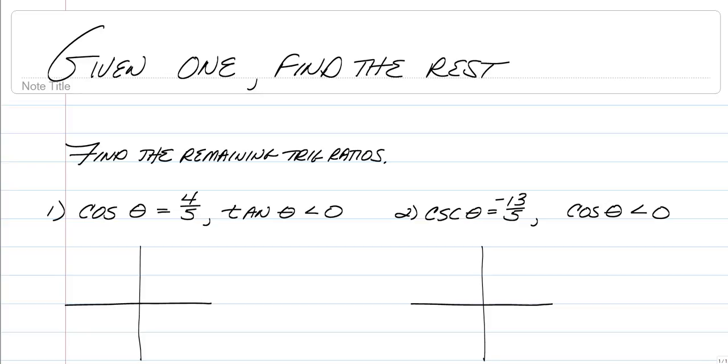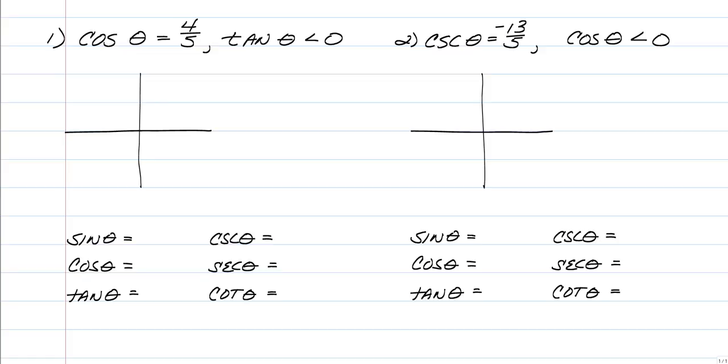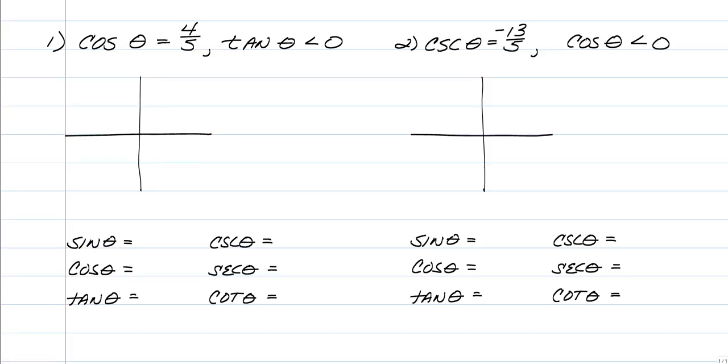Longo here, and in this video we are going to be given one trig ratio, and then we're going to find the other 5 that are missing, okay? To do that, it's actually not that bad at all, especially if you remember the Pythagorean theorem. You have to know a little bit about where certain trig functions are positive and negative. That's not too tricky. And you have to know the Pythagorean theorem to find one of the missing sides. Not bad. So let's do it.